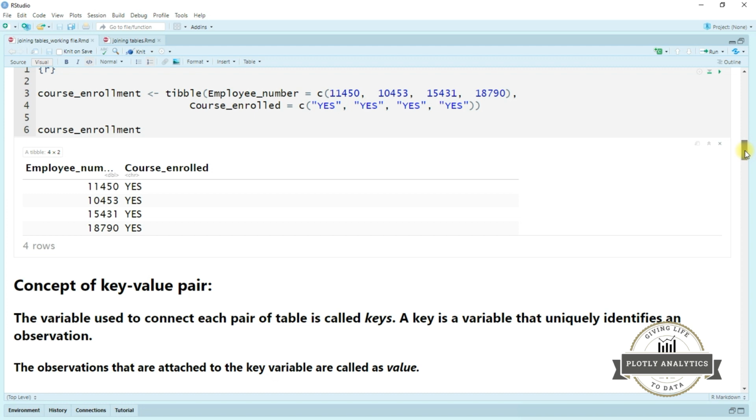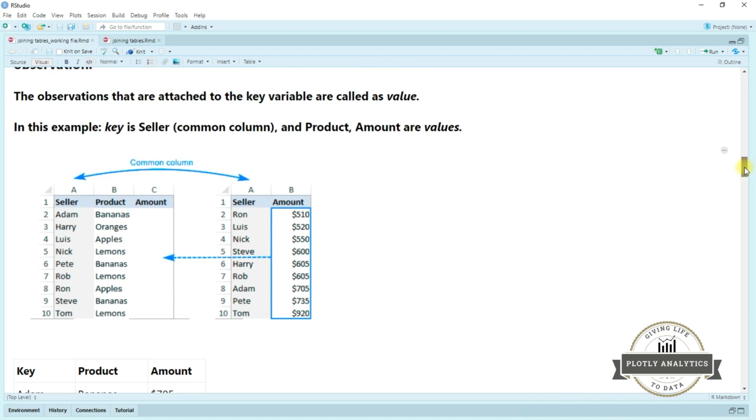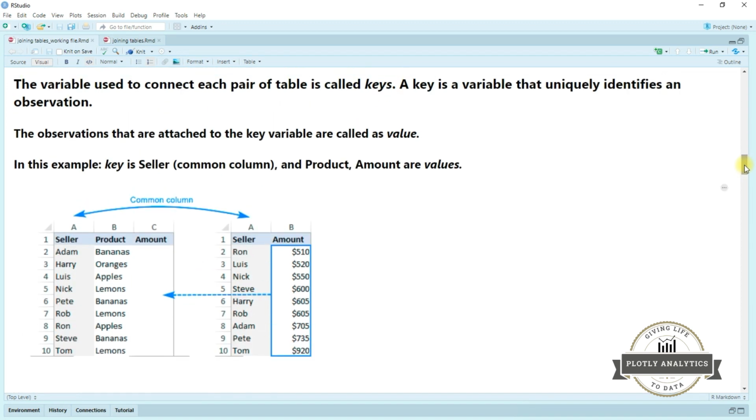So let's take an example. In this small table that you see, the key variable is seller. This variable uniquely identifies an observation in both the tables. For example, against the seller Adam, in the first table you will find only one unique observation, called bananas. And so is the case in the second table. Against Adam you will find only one unique observation, only one unique sale amount mentioned, $705. So if you were to combine these 2 tables together, the key variable shall be the seller column.